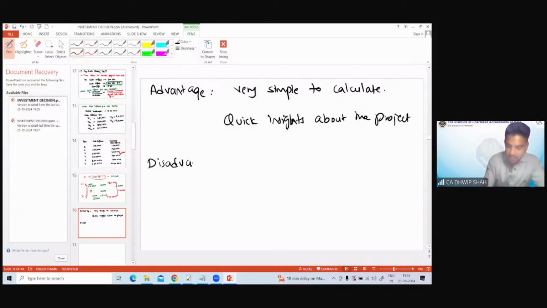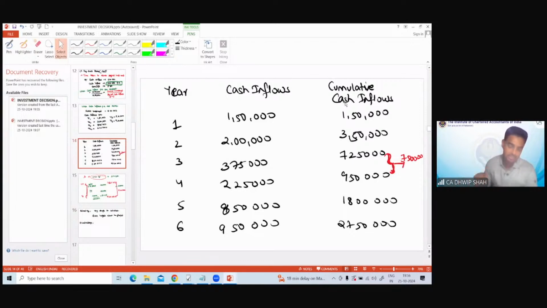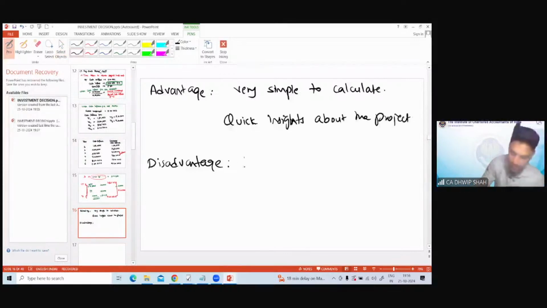Disadvantage of this method, can anyone tell me what is the disadvantage? Can anyone try? Perfect, you have opened the book. Time value, yes. See, all the absolute numbers are considered in payback period. It ignores the time value of money. As per payback period, worth of 9,50,000 at the end of year 6 is worth 9,50,000 today also. So it is illogical. It ignores time value of money.